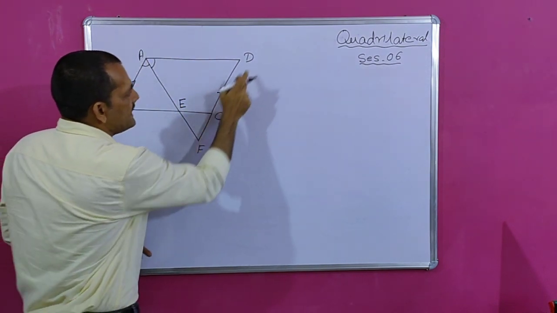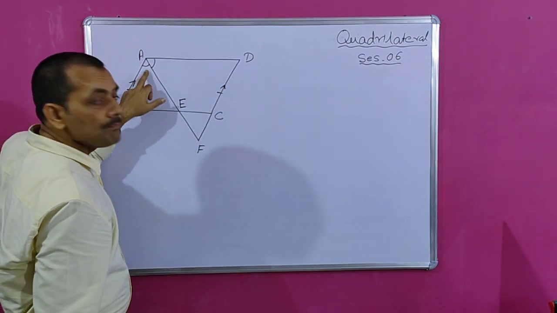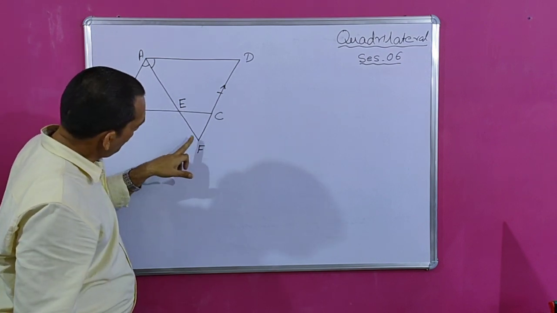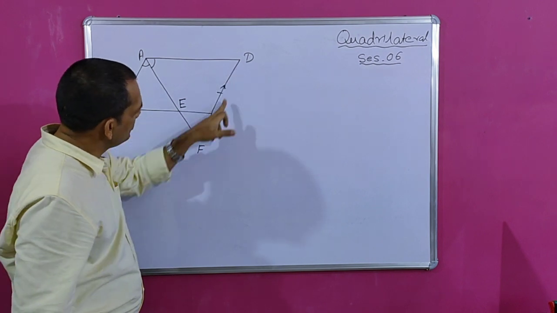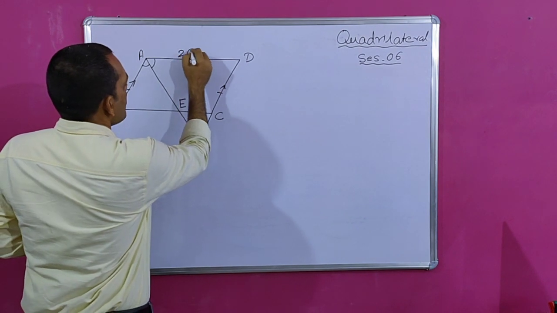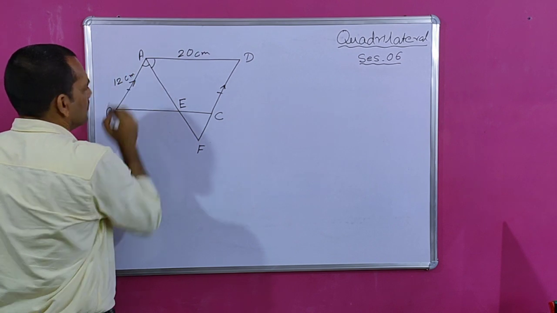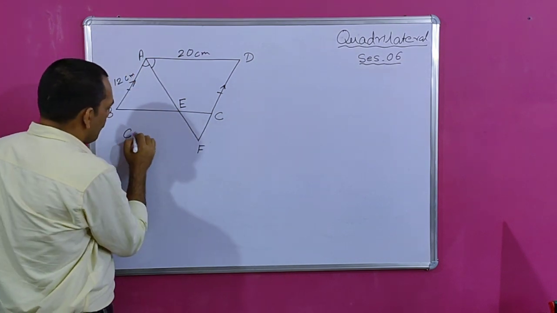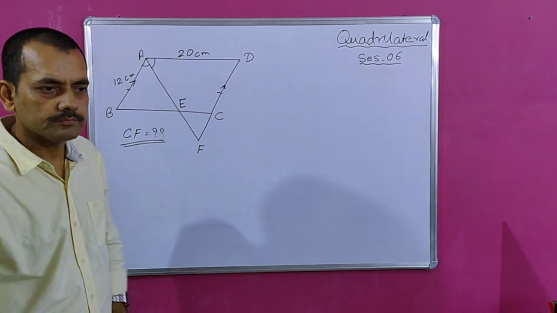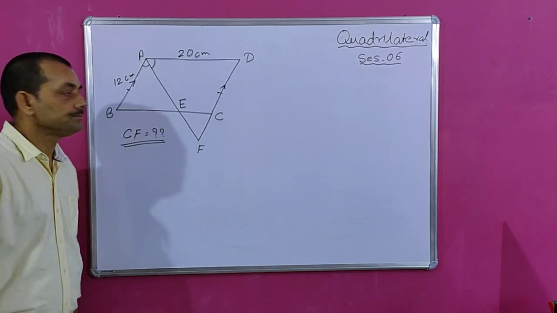So ABCD is a parallelogram. Angle A bisected cuts BC at E, and when this line is extended, it meets DC at F. If it is given that this one is 20 centimeter and this side is 12 centimeter, we have to find out what is the value of CF.